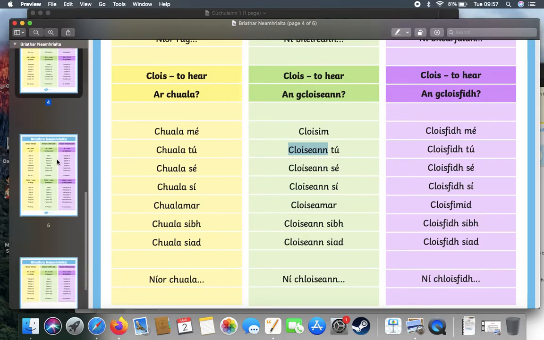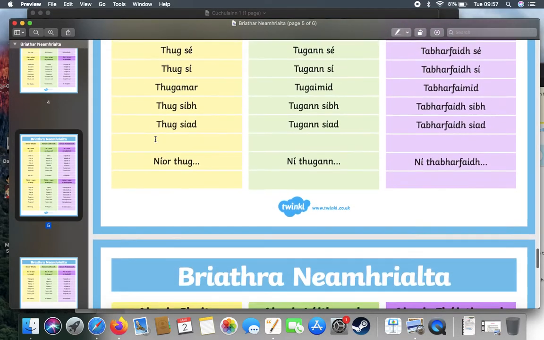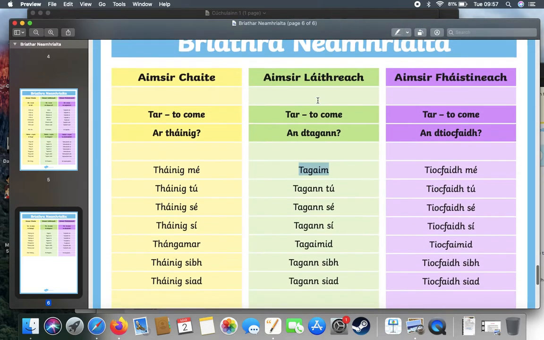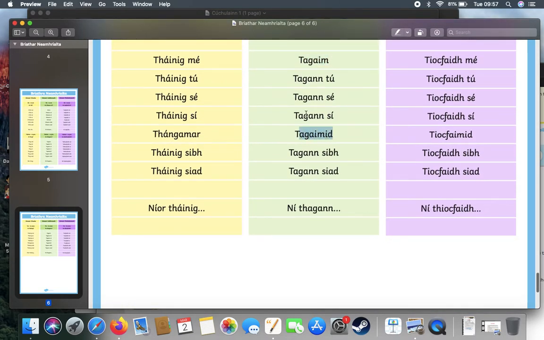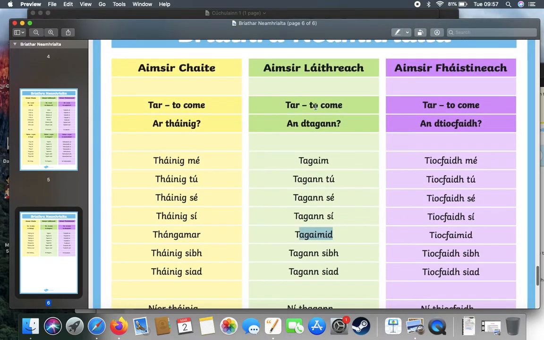And I'm just checking, is there any, we've rug, we've chuala, tháinig would change to tagann. Not this version of it, because that's I go, or I come, or we come. It's like the story is always talking about he did it or they did it, so it's that spelling, tagann. And I think that's it. So there's the irregular ones there. You use this page, and anywhere you see tháinig in the story changes to tagann.